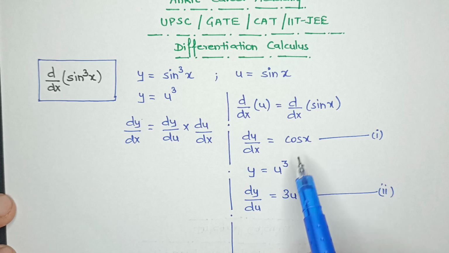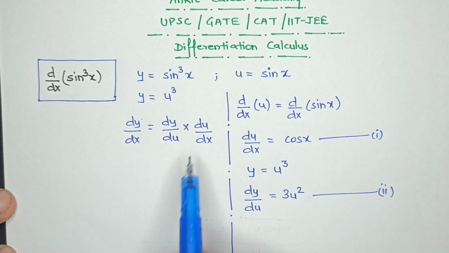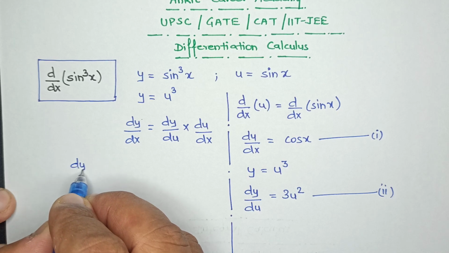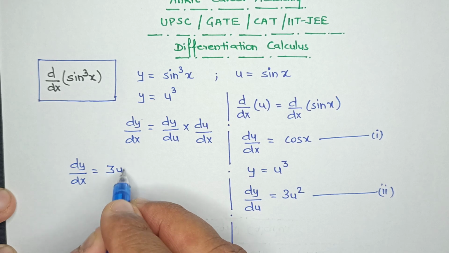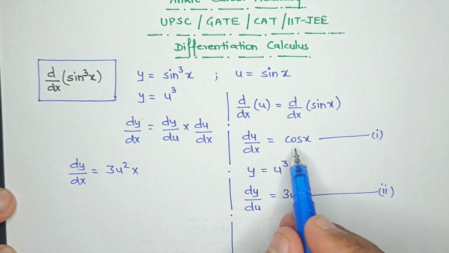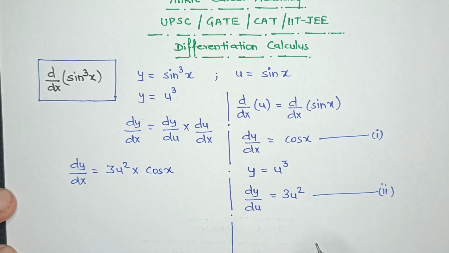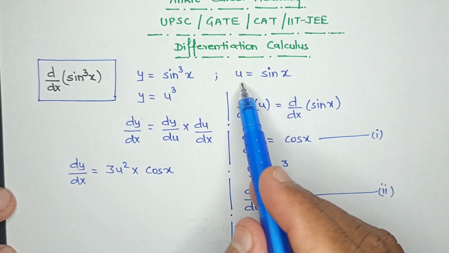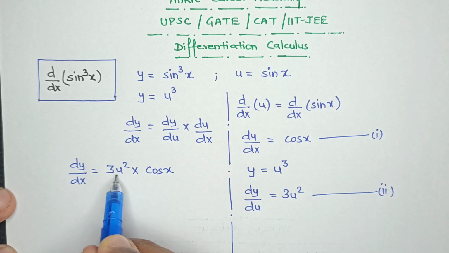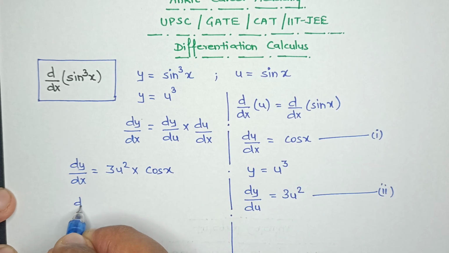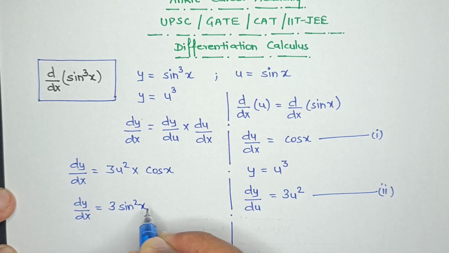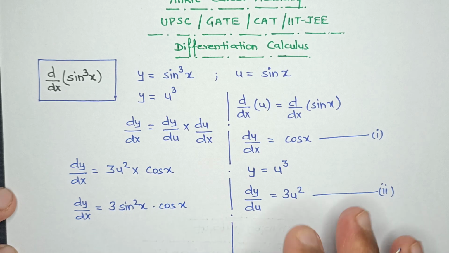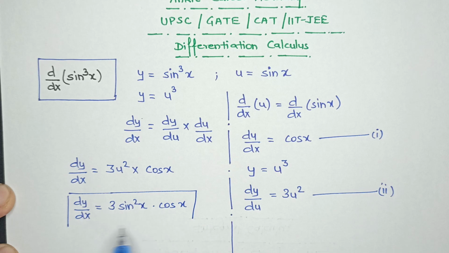Now all we have to do is substitute the values from equation 1 and 2 into this particular equation right here. So that means the value of dy by dx is equal to dy by du, which is 3u square, multiplied by du by dx, which is cos x. So now if you notice, we have already taken the value of u as sine of x. So in place of this u here, we'll resubstitute the value of sine x. So that means dy by dx now would be 3 sine square x multiplied by cos of x. And this right here is the final answer that we were looking for.